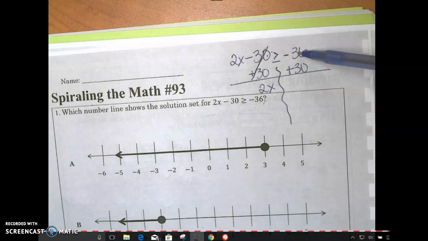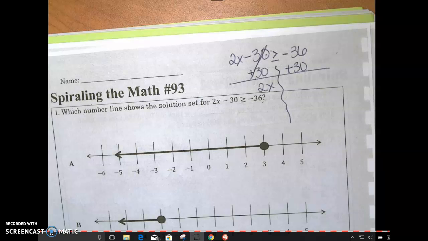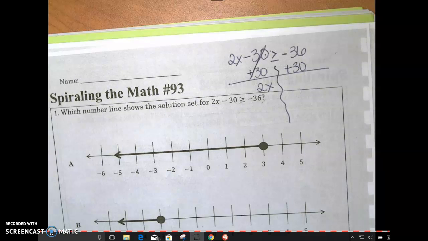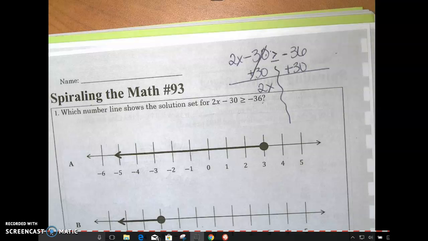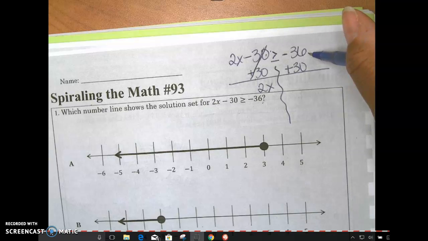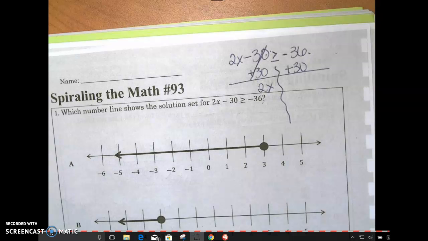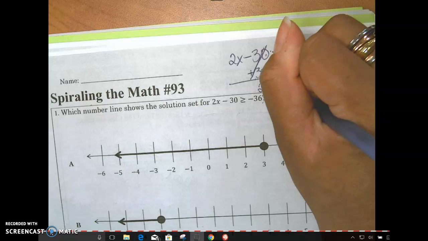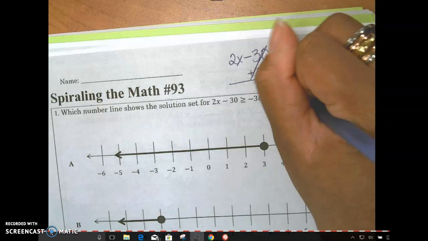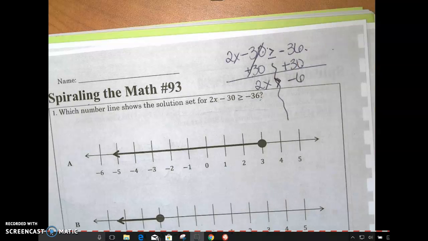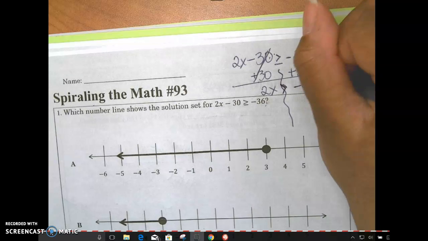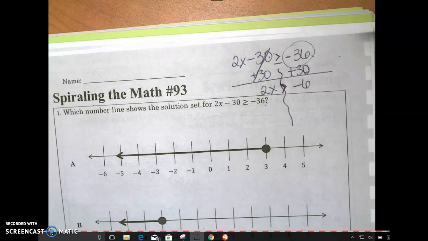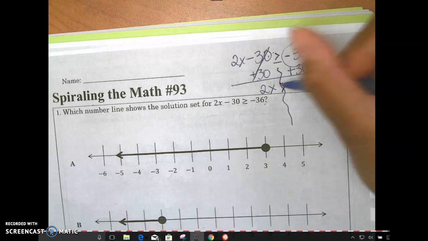Then you take negative 36 plus 30. 2x equals... Same signs, add and keep; different signs, subtract. Keep the sign of the greater absolute value. So what'd you say? Negative 6. How? Because they're different signs, so I need to subtract. 36 minus 30 is what? Oh, because it's already negative. I have to keep the sign of the greater absolute value, which is this one.